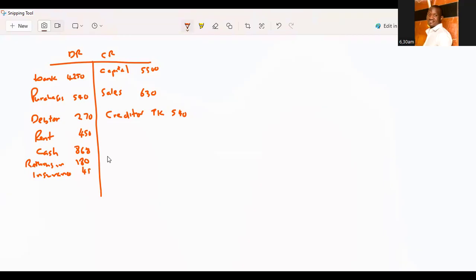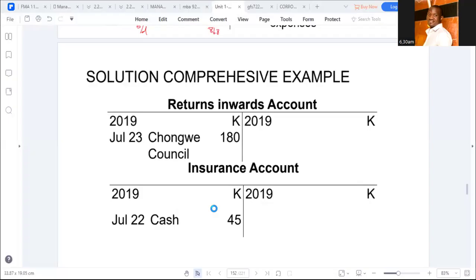So the essence here is that our balancing off must be based on the principle of duality, and we are balancing off based on the transactions where it is heavier. So if you have one transaction on the left hand side, it simply means that you get the closing balance as it appears. So this is how we balance off the returns inwards and the insurance account.